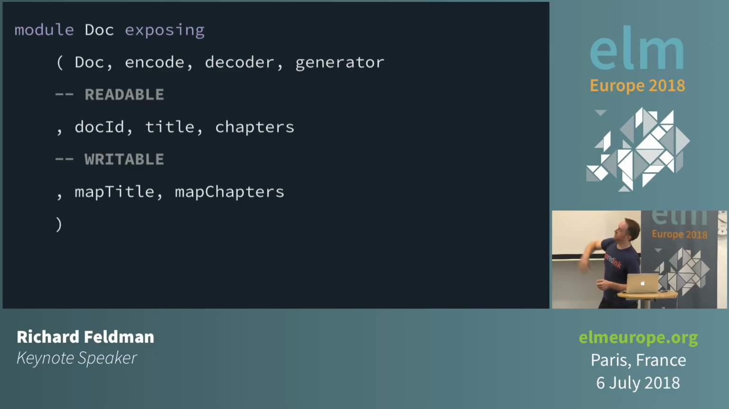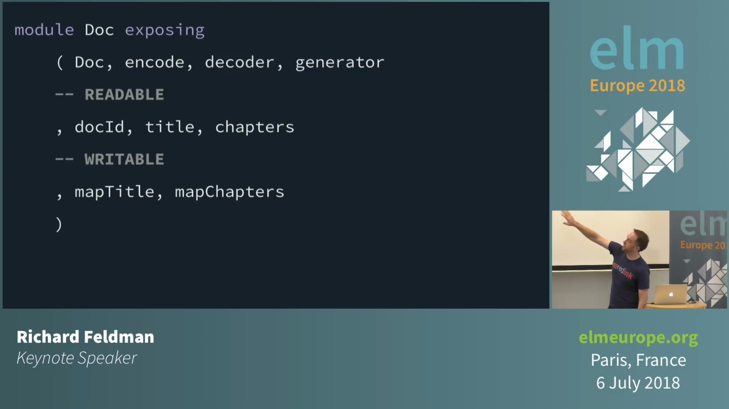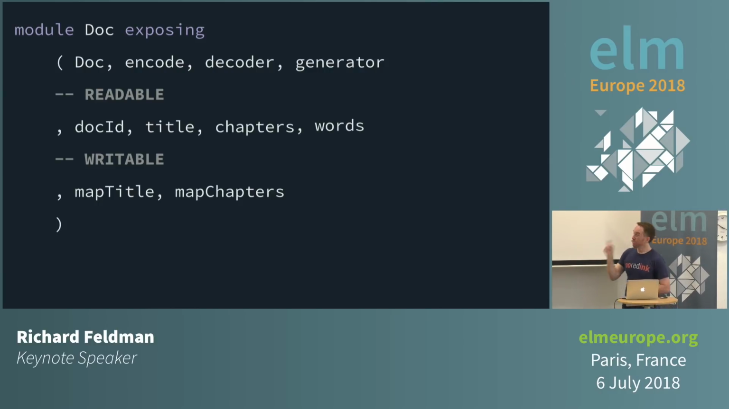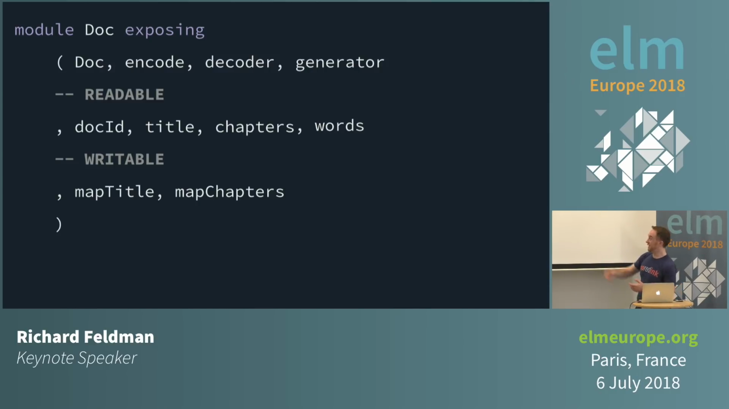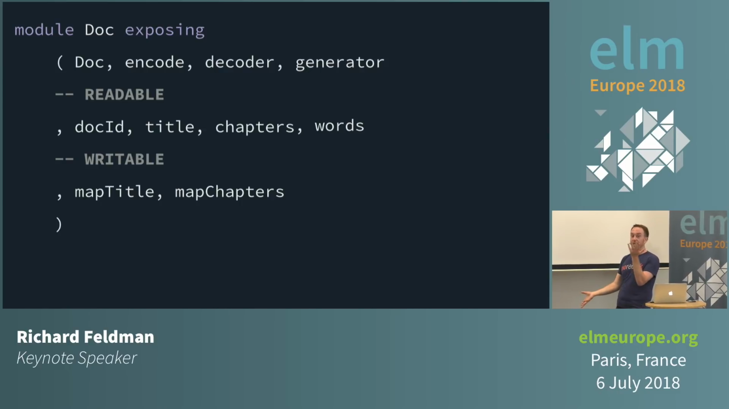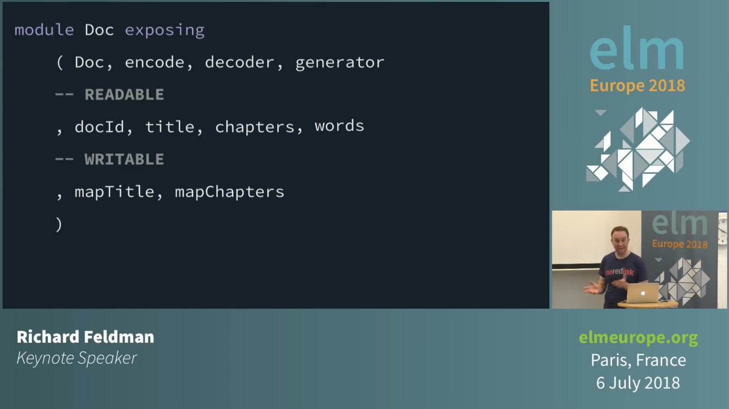So this would be our API. We're exposing doc, encode, decode, and generator. Doc ID, title, and chapters are readable, but only title and chapters are writable. Doc ID is not. There's one more that we need, which is words. Remember that whole word count ginormous bug that we had? That's got to be exposed too. Note, by the way, that just by exposing this function, words, which is going to take a doc and return an int, I haven't actually said how it's implemented internally. Maybe it's calculating it every time. Maybe it's caching it. Don't know. Don't need to know. Can't know.